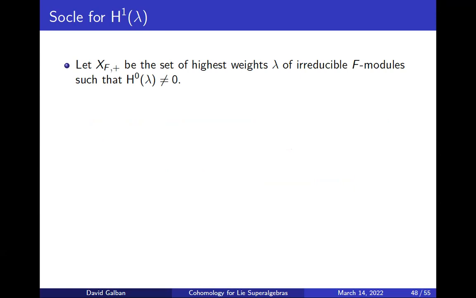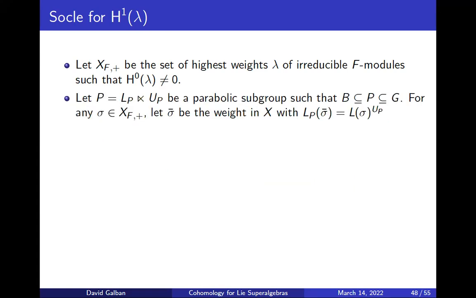So if we let X of F plus be the set of all highest weights lambda of irreducible F modules, where F is what restricts down to the detecting subalgebra F, such that H0 of lambda is not equal to 0. And we let P, equal to L_P semi-direct product U_P, be some parabolic subgroup containing the BBW parabolic B. For any sigma in X of F plus, we let sigma bar be the corresponding weight in X, where L_P of sigma bar is equal to the fixed points under U_P of L of sigma.